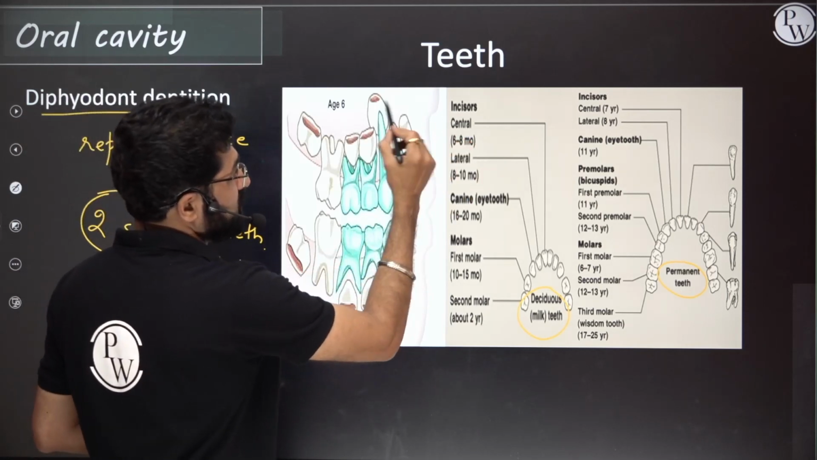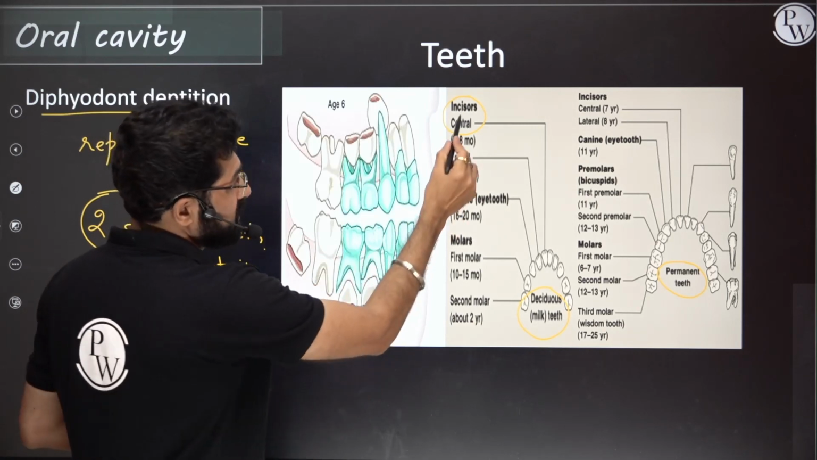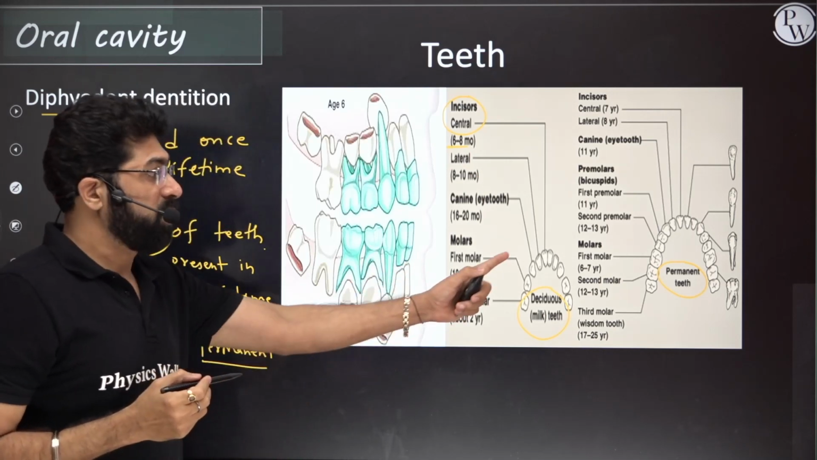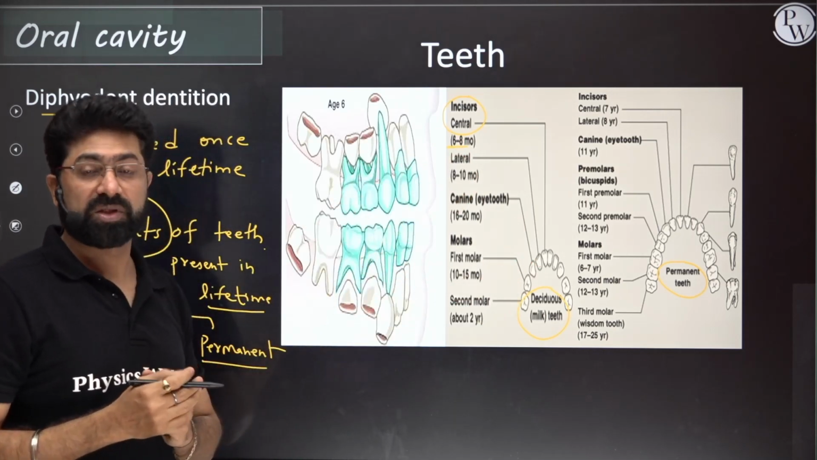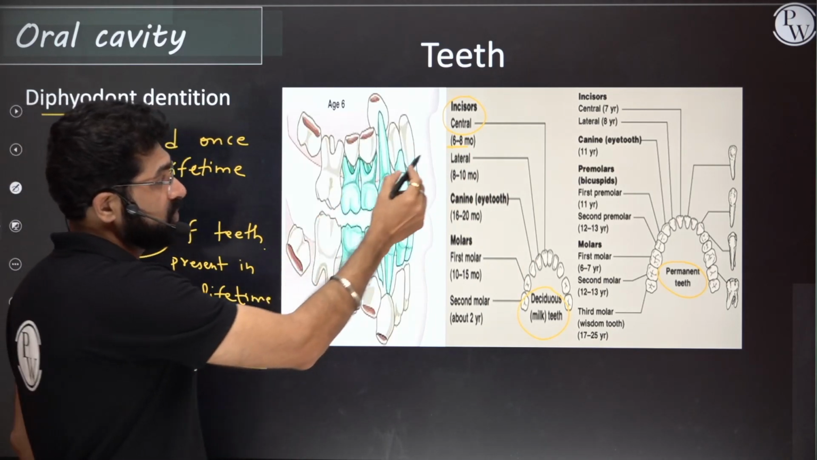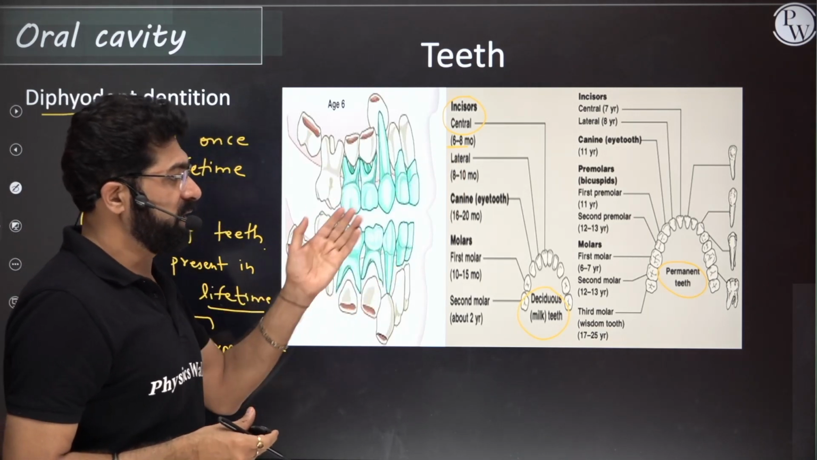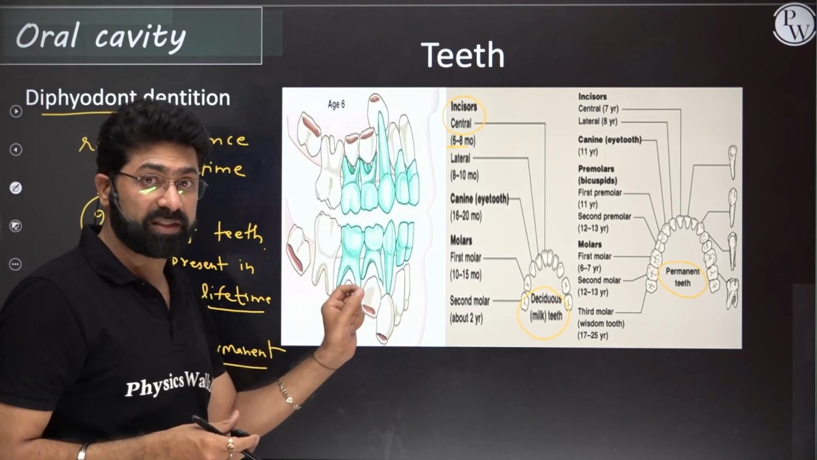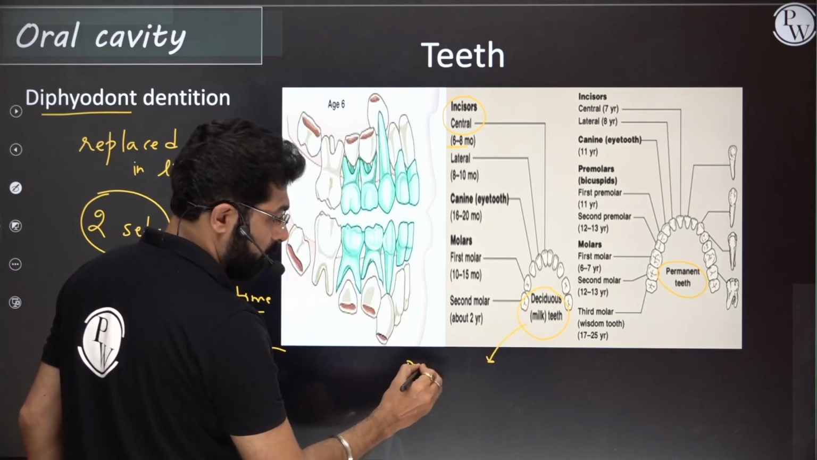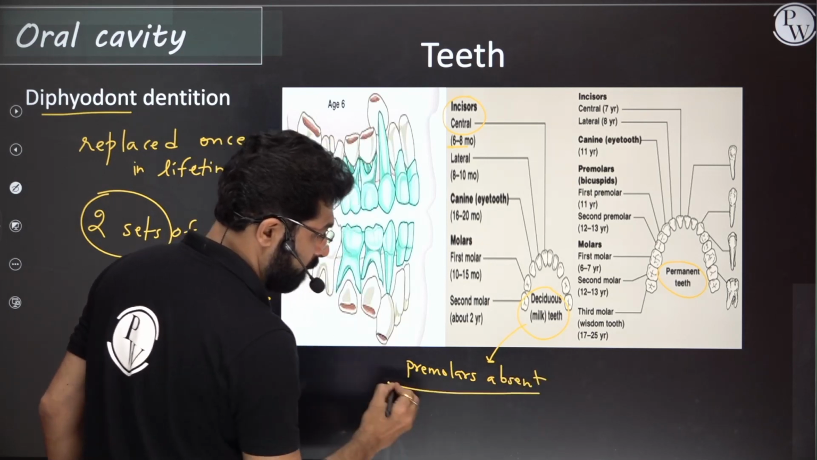The first teeth to come in a human child are the central incisors. You can see around 6 to 8 months these kinds of teeth appear first. Central incisors are to appear first in human dentition, by around 6 to 8 months. After that, the lateral incisors come, then the canines, then the molars. But you don't find premolars here. So premolars are absent in the milk dentition.